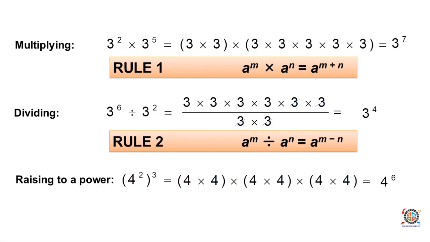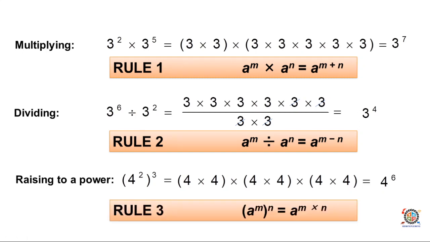Question, is there another way we can do this without expanding it into brackets like this? I can just multiply the indices. 2 times 3 is equivalent to 6. So that will lead us to the third rule, which means a to the power of m, all to the power of n, is equivalent to a to the power of m times n. Okay? So these are the first three rules. Let's try to apply.